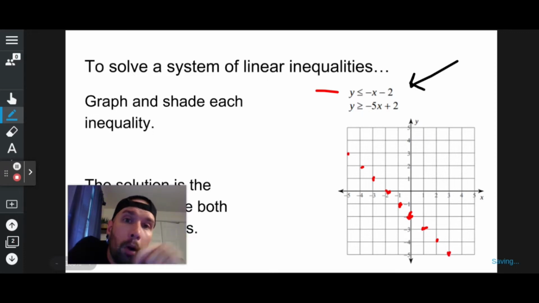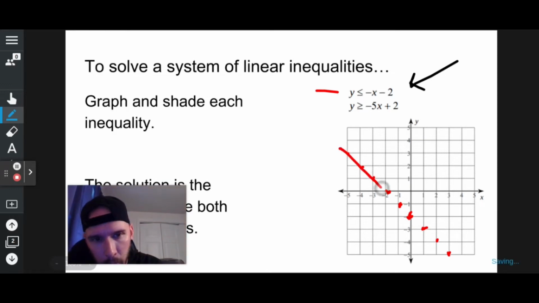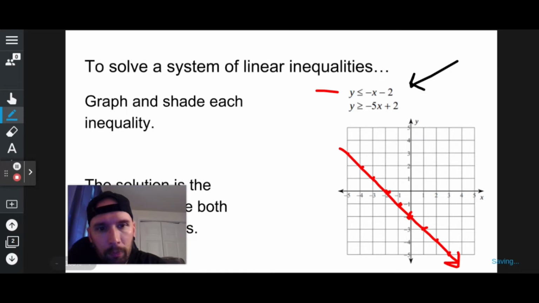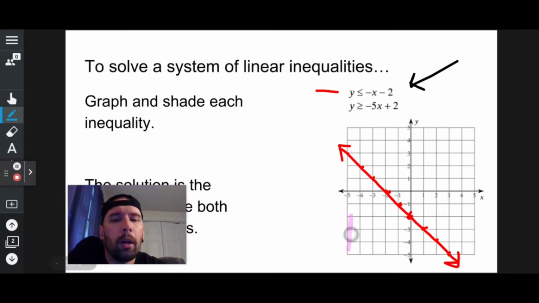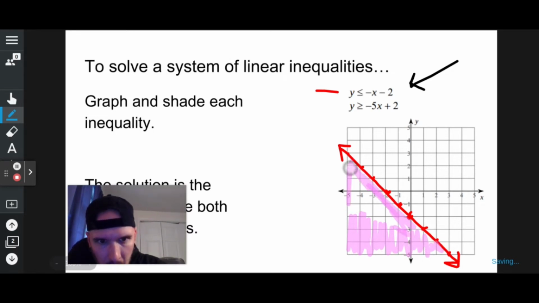Now is the weird part. I'm going to graph this and make the line solid. Why? Because that's less than or equal to, which means the line counts as part of my answer. Now I have to shade. Do I shade above the line or below the line? This is a less than or equal to, so I'm going to shade below the line, and I'm going to use this nice magenta color here.